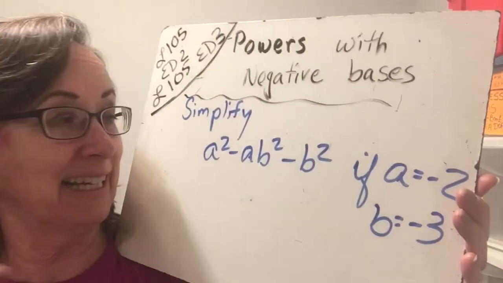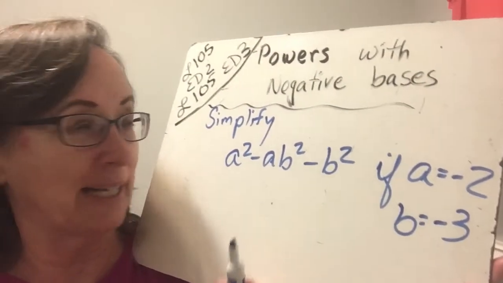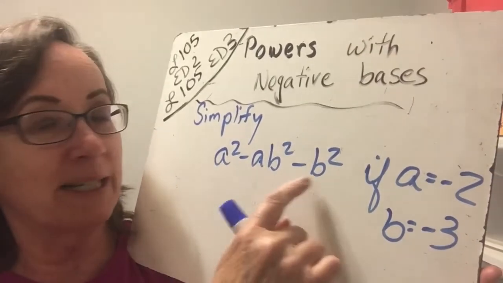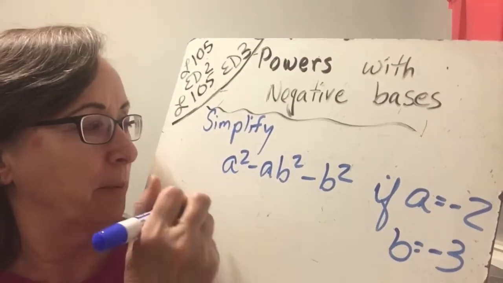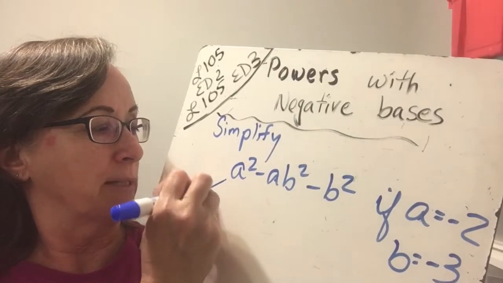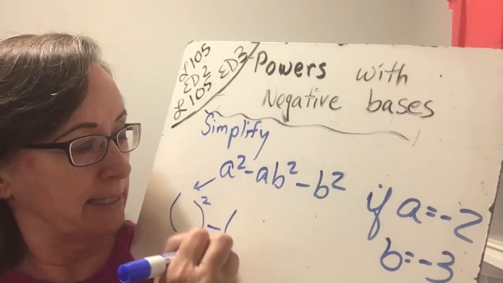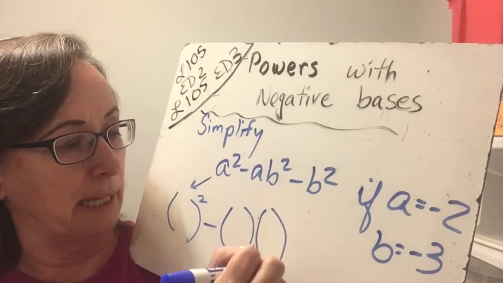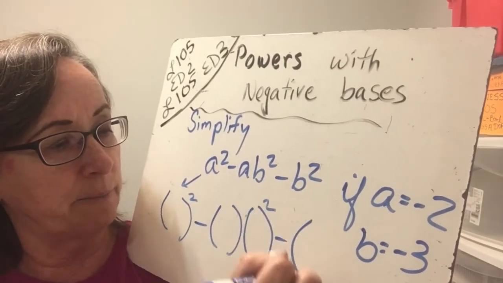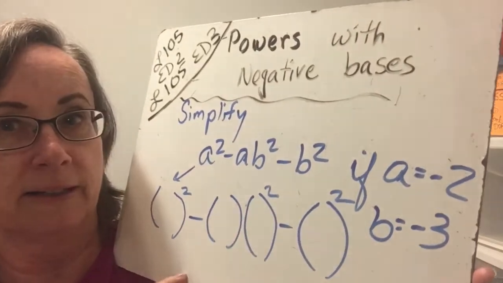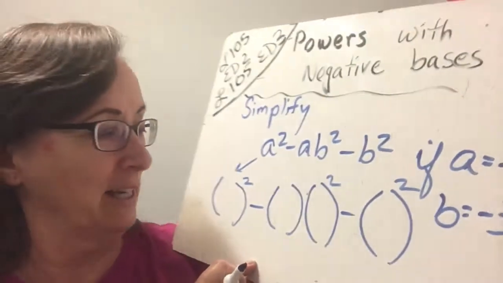Here's our last example, and then we have some practices. So here, every time we take out a letter, we're going to put in a parenthesis. So we're going to bring this one over here. We've got a squared minus a times b squared minus b squared. So this is kind of the skeleton of our equation here.